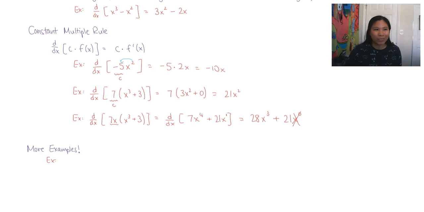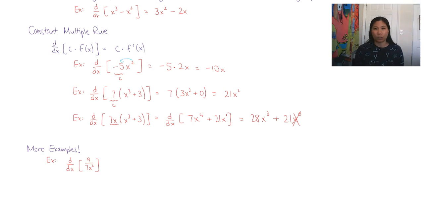Alright, so those are all the rules that I have. From here, I just want to do some more examples for practice. So let's start by finding the derivative of 9 over 7x squared.